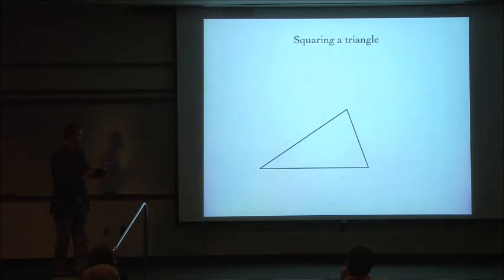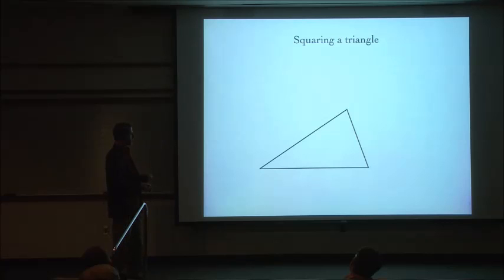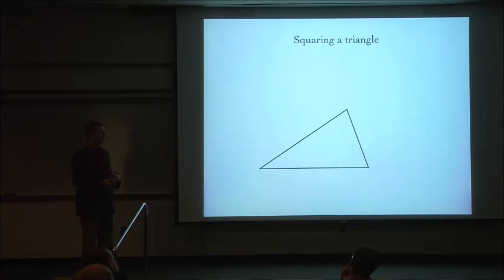So let me show you how such a thing might be done with a compass and straight edge. Let's say I ask you to square this triangle. All right, so we want to construct a square that has the same area as this triangle using only a compass and straight edge. Well, we know that the area of a triangle is 1/2 base times height, so I could at least construct a rectangle with the same area as this triangle. I could give it the same base and half the height.